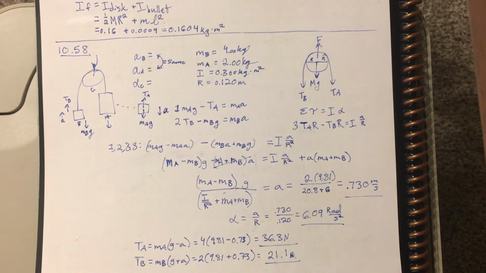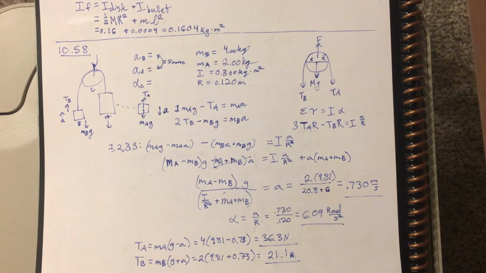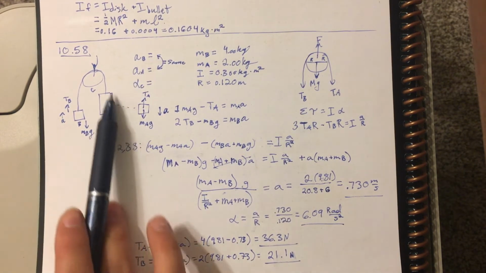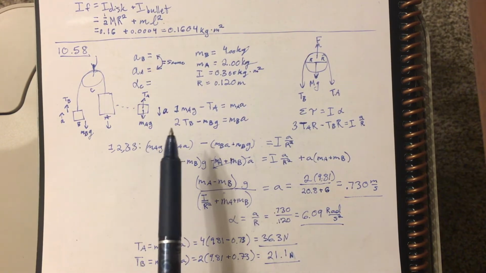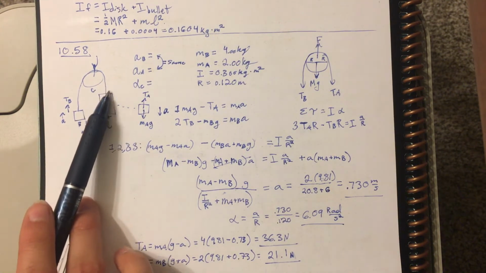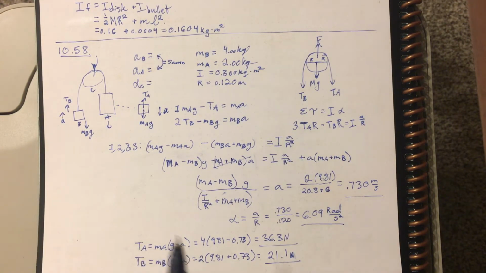Okay, Atwood's machine. Figure 10.77, I've tried to draw here, illustrates an Atwood's machine. Find the linear acceleration of blocks A and B, the angular acceleration of wheel C, so you're finding the acceleration of this block, acceleration of this block, then you're finding the angular acceleration, and the tension in each side of the cord. So tension on this side, tension on this side.